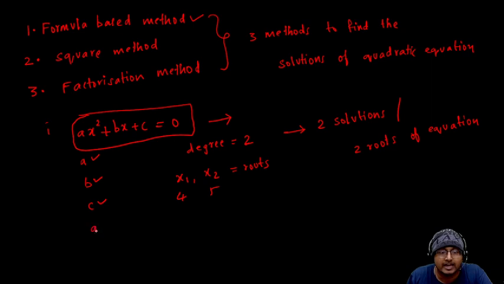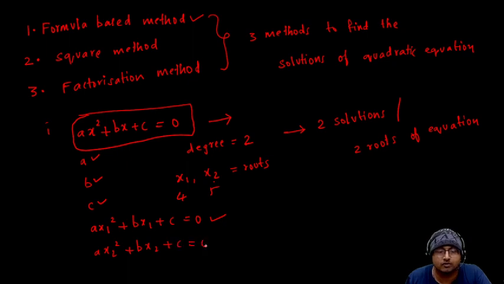That means a x1 square plus b x1 plus c equal to 0. So it should satisfy this equation. Also, as x2 is also one of the roots of the equation, a x2 square plus b x2 plus c equal to 0. So this must also be correct. If any point x1 is a root of this equation, then it must satisfy this condition also. When you substitute that value in this quadratic equation, it must satisfy. So we will solve problems based on this.